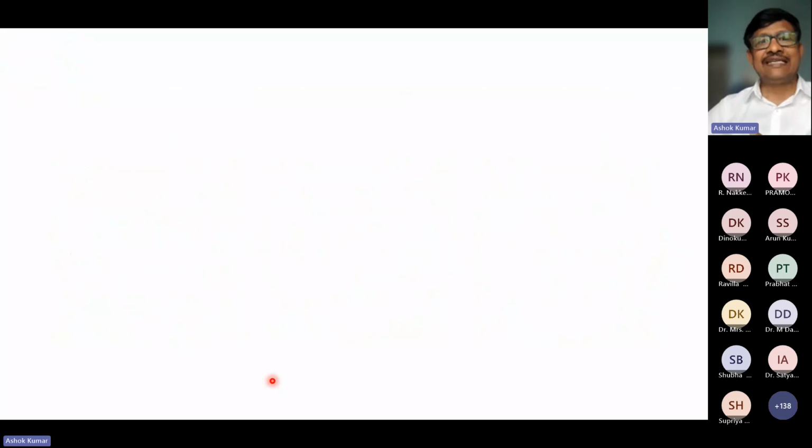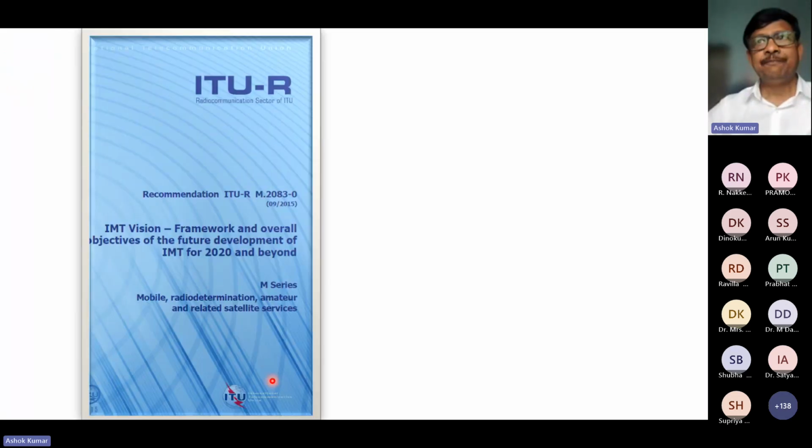So let's talk about 5G. In respect of 5G, as you know, it's a consultation process. ITU has membership from all the countries. Almost 193 countries are members of ITU. In addition, there are industry and academic members also. Many of your organizations may also be members of ITU.